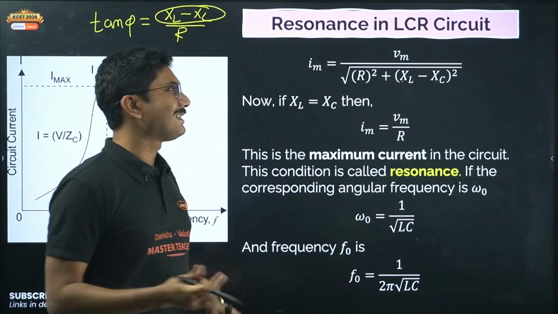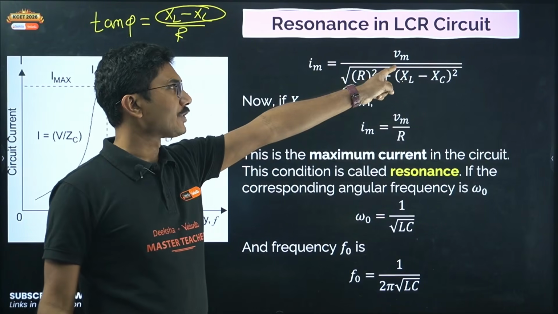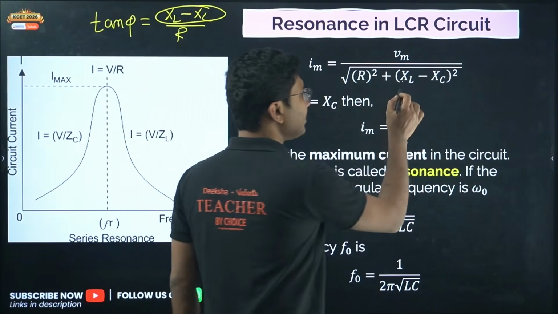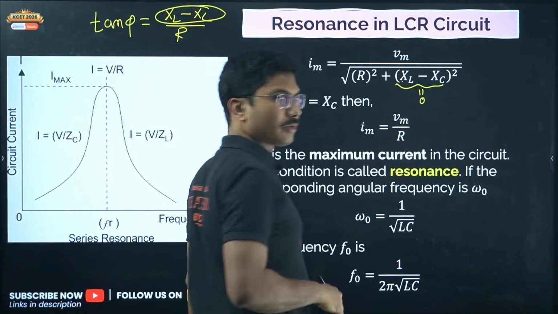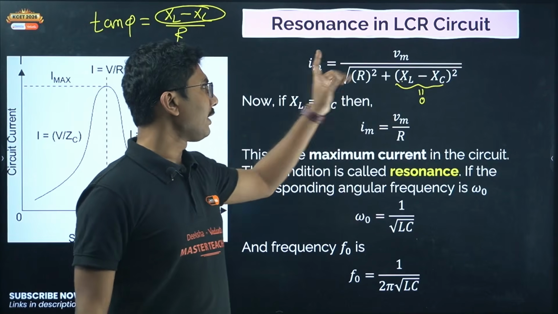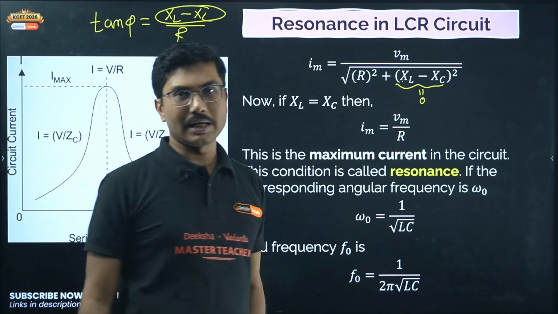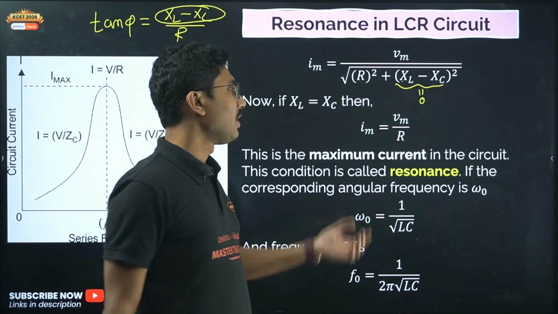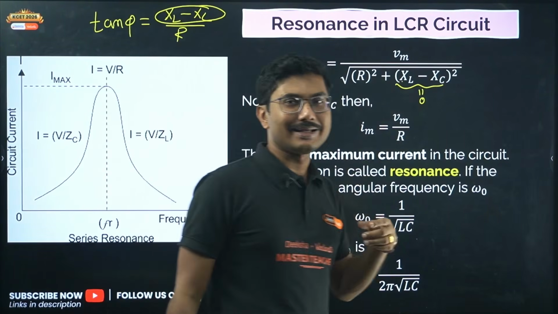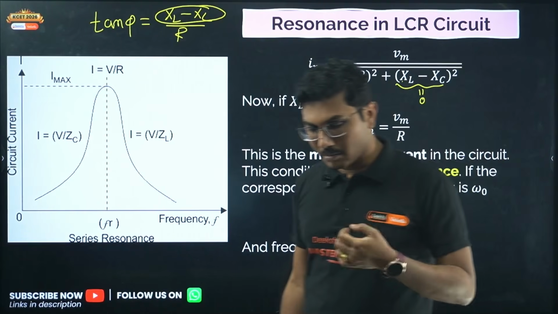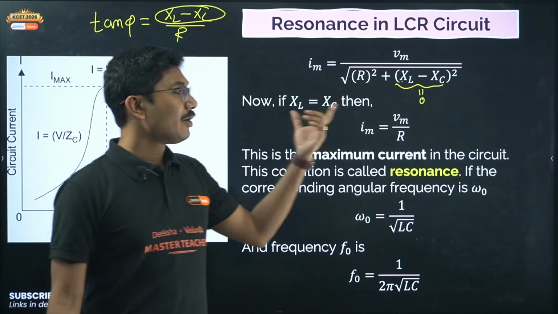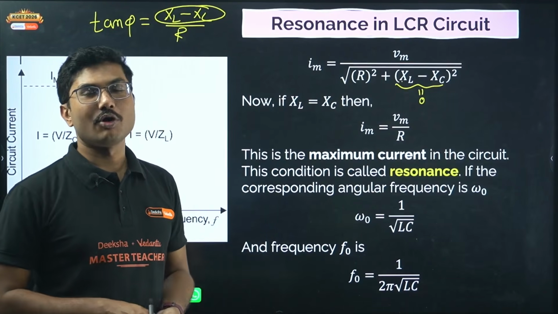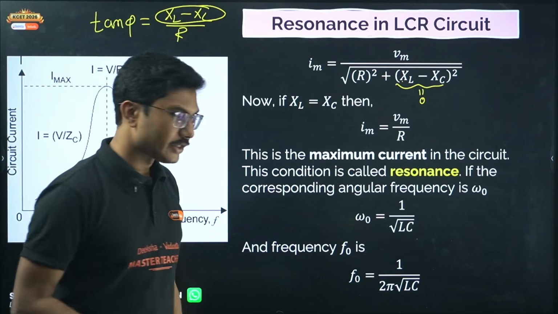So this is a unique case. In this particular case, if XL equals XC, then this term becomes 0, so the current in the circuit becomes Vm by R. It is as if only a resistance is connected in the circuit and nothing else. In this case the current is maximum. This is called the maximum possible current, and the circuit will have it when XL equals XC. This particular condition is called resonance.